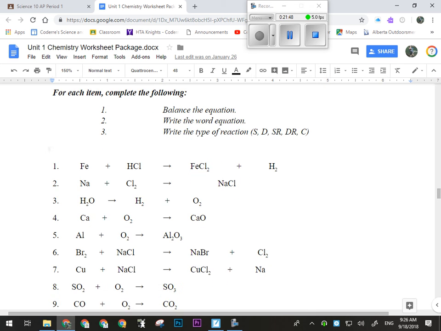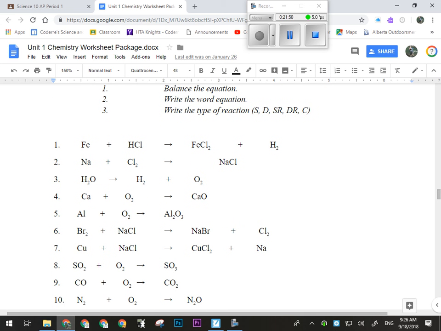For these ones here, you are balancing the equation, writing the word reaction, and identifying the type of reaction: synthesis, decomposition, single replacement, double replacement, or combustion.